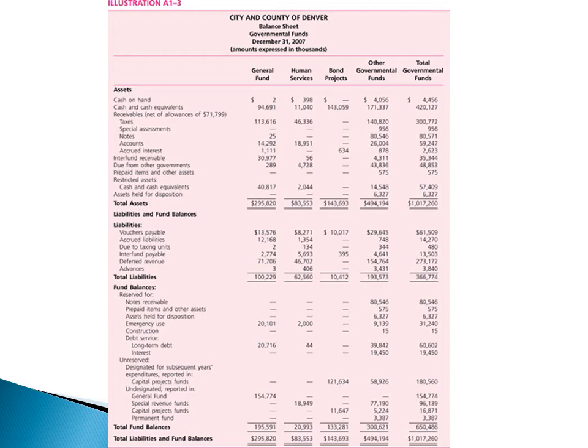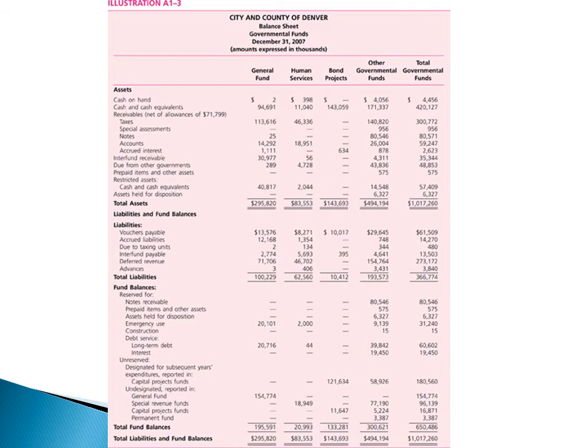Note here, this is a balance sheet for the city of Denver that displays their governmental funds. Note that there's an asset section, a liability section, and a fund balances section. But pay attention to the fact that there are only current assets and only current liabilities. Again, this is because governmental funds have a current economic resources measurement focus. Then the fund balances are broken down into a reserved fund balance and an unreserved fund balance.